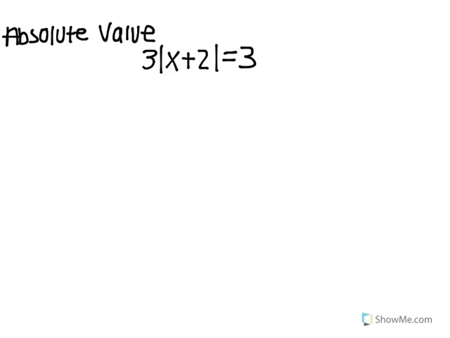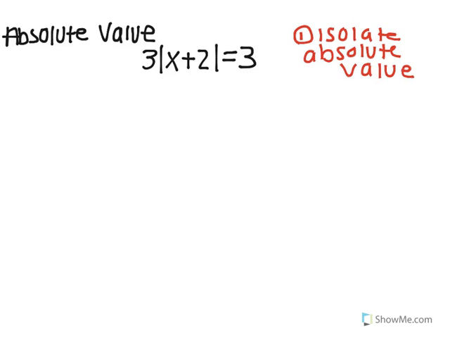Okay, now we have absolute value. So our first step in the absolute value equation is to get the absolute value on its own. Isolate the absolute value. And what an absolute value is, you see these lines here and here. It's whatever's inside that. That is the absolute value. So let's get this on its own.